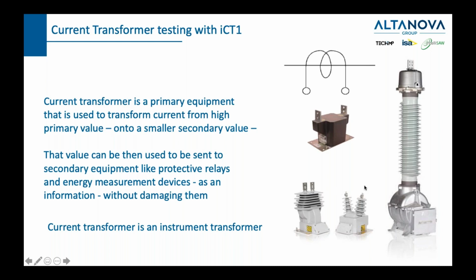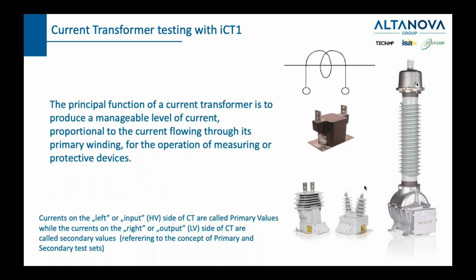Another way how we can define a current transformer is that the principal function of a current transformer is to produce a manageable level of current. Manageable, by that we mean measurable with a normal size device. That manageable level of current needs to be proportional to the current flowing through its primary winding for the operation of measuring or protective devices. So we just approached this from another point of view, and we wanted to say again that this is something which will allow us to measure a high current.